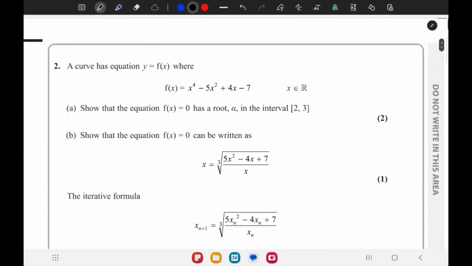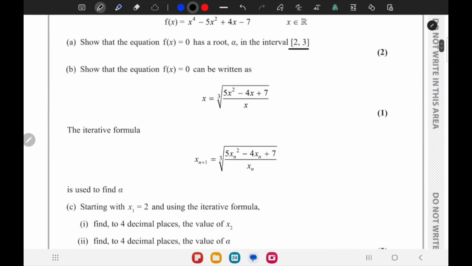On to question 2. There is this quintic curve over here, and we have to use numerical methods in this question. We have to show that there is a root in the interval 2 comma 3.